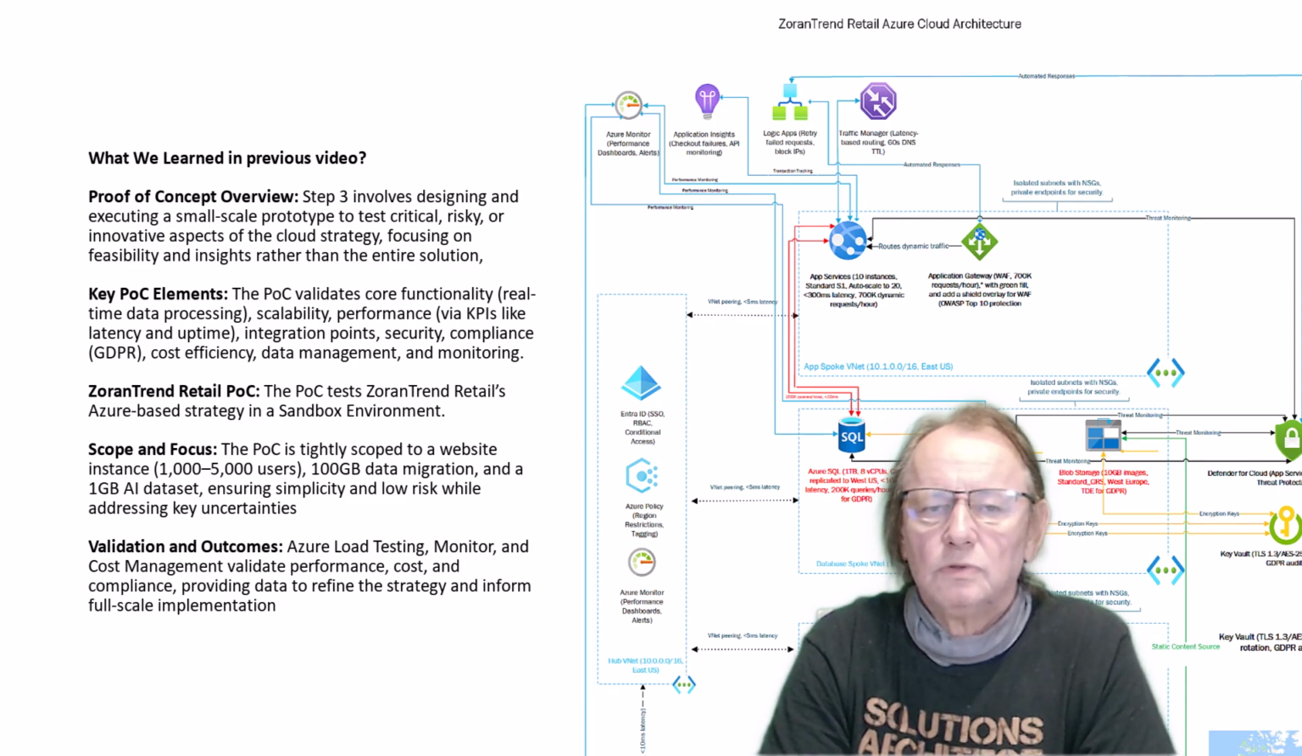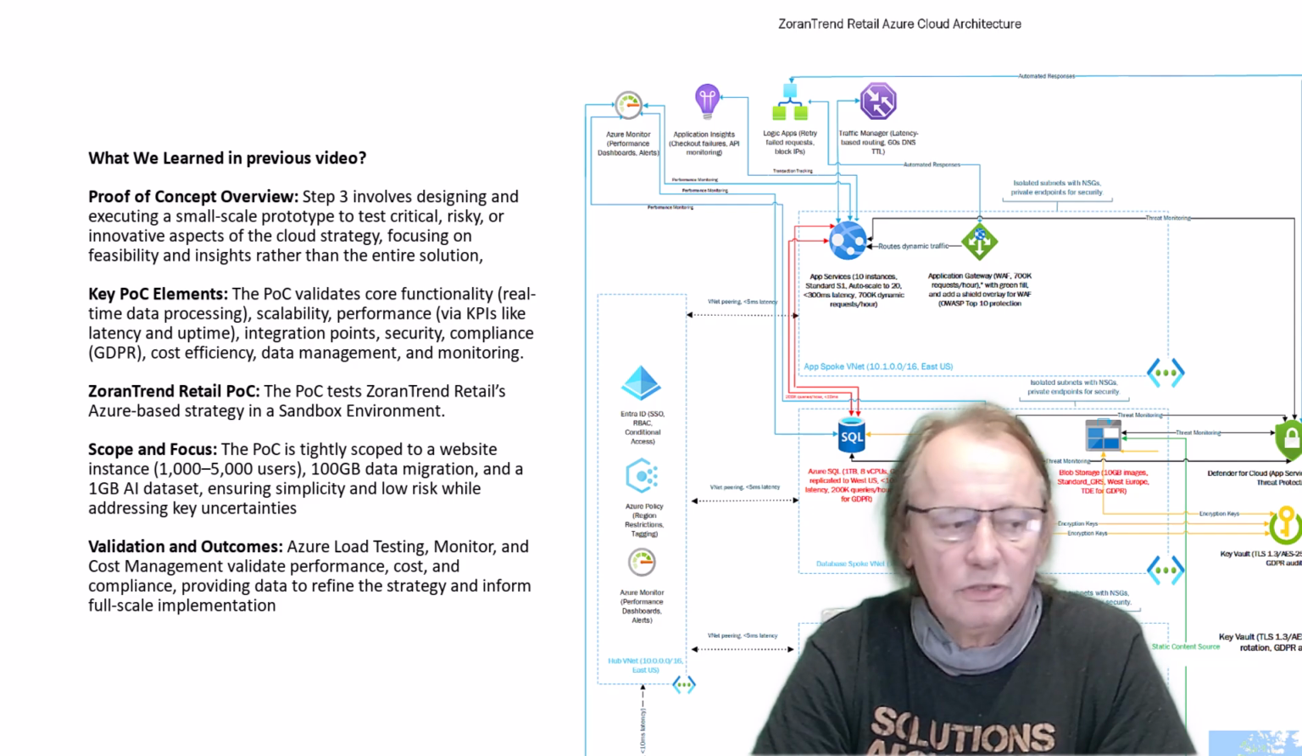In the previous video, we explored step 3 of the cloud solution architectural methodology, which is proof of concept, using the Zoran Trend retail case study. We demonstrated how the cloud solution architect designs and executes a small-scale prototype to validate key components of the cloud strategy. We deployed a simple website using Azure App Service, migrated a 100 gigabyte subset of the data to Azure SQL database, and tested AI-driven product recommendation using Azure Machine Learning, all within an Azure Sandbox environment.